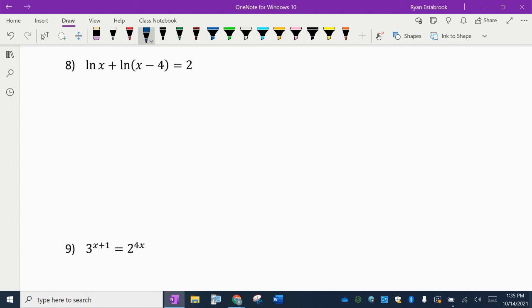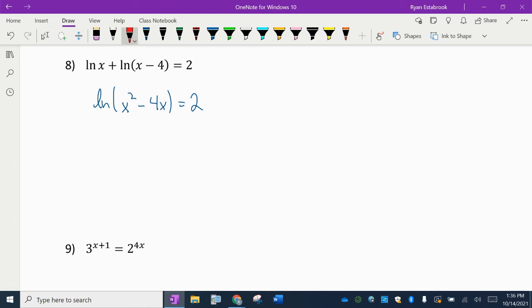ln of this plus ln of that. What do you do with what's inside of the ln's? Multiply them. So it's ln of x squared minus 4x is equal to 2. So there's a good first step. Instead of 2 separate logs on the left, we have just 1 log on the left. However, at this point, it's stuck, isn't it? There's nothing more to do, so that obviously means we need to convert.